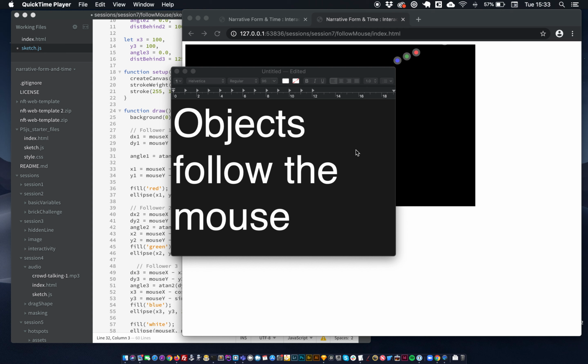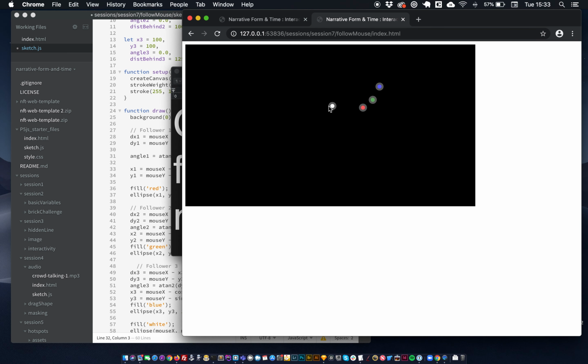Hi guys, welcome to the Objects Following the Mouse exercise. In this exercise I just want to create three little shapes that follow the mouse. So you can see the three shapes, these coloured dots.